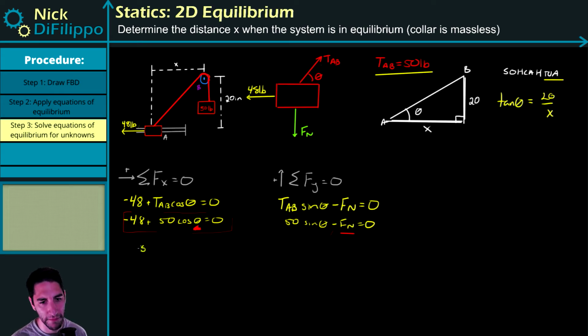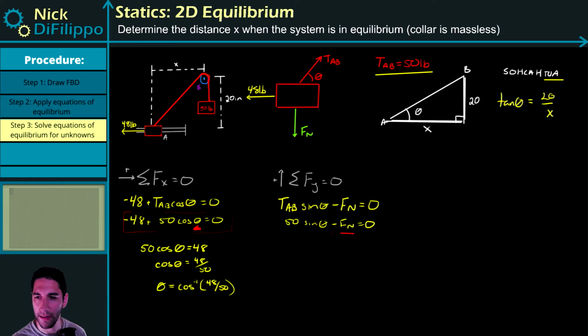So let's solve this equation for theta. I'm going to have 50 times the cosine of theta is equal to 48. The cosine of theta is equal to 48 over 50. And then theta is equal to the inverse cosine of 48 over 50. And I need to solve for that. So theta is going to be 16.3 degrees.